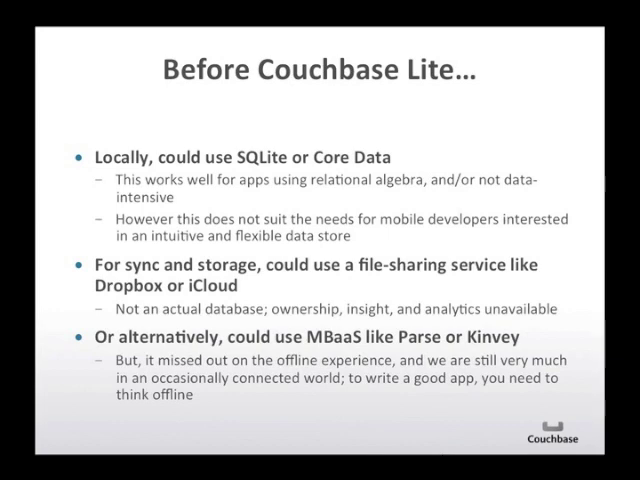So how did this all work before Couchbase Lite? We've seen collaborative apps. We've seen there's a multitude of mobile apps today, but how did this work? Before, locally, you could use SQLite or Core Data. But this is going back to the idea of relational databases. Mobile apps are looking more and more to consume rich data, unstructured data, and data that they haven't even fathomed yet. So we're really looking at the needs that aren't being fit by relational databases.